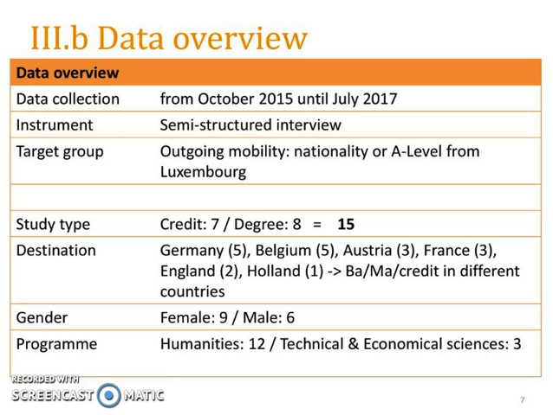And destination. The students were going to Germany, Belgium, Austria, France, England, Holland. So they were BA and MA credit in different countries. The number of females was 9, and the number of males was 6. The program was humanities, technical and economical science.